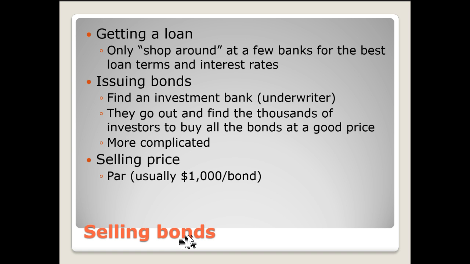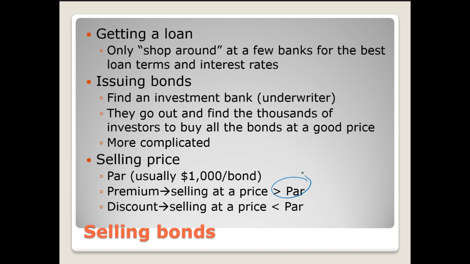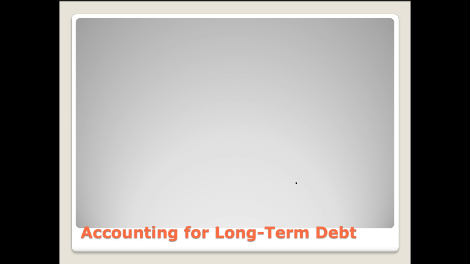The selling price is usually a par value of $1,000 a bond. However, if a company sells the bonds for more than the par value, more than $1,000 per bond, we say that they sold at a premium, where the selling price was greater than par. And if the company is not able to achieve $1,000 or the par value for every bond it sells, whereas it sells below the par value, we say that that was a discount bond.